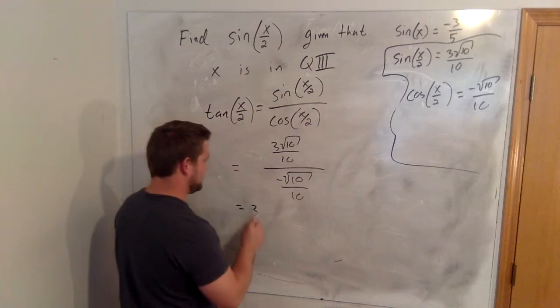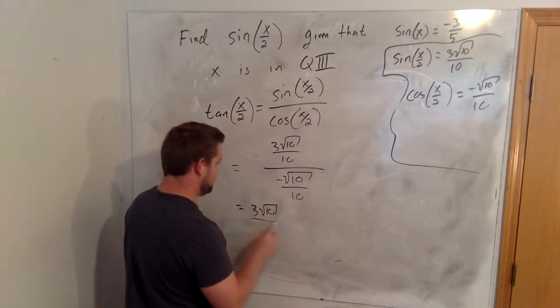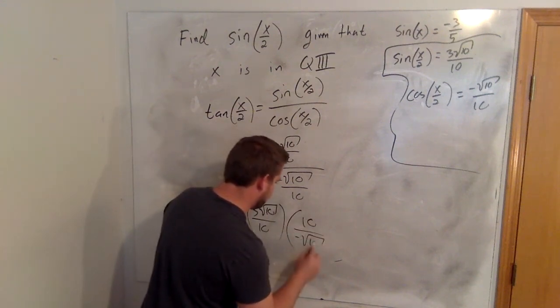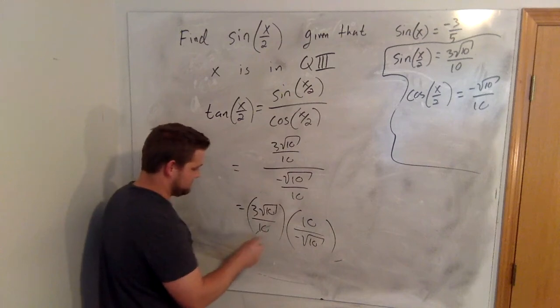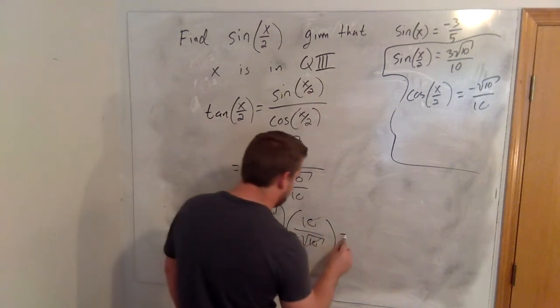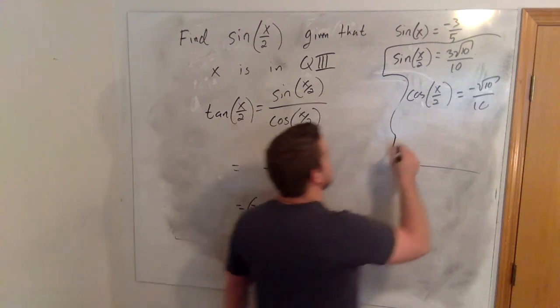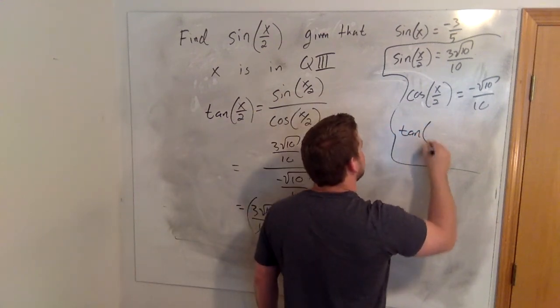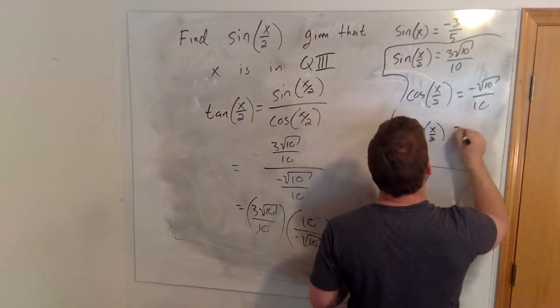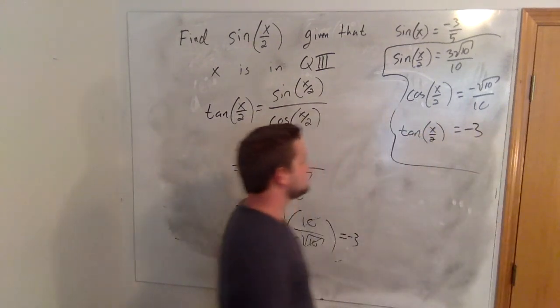So what do we get? We get 3 root 10 over 10 times 10 all over negative root 10. Well, these 10s cancel. This root 10 cancels with this root 10. Looks like we just get negative 3. So we have that tangent of x over 2 is equal to -3.